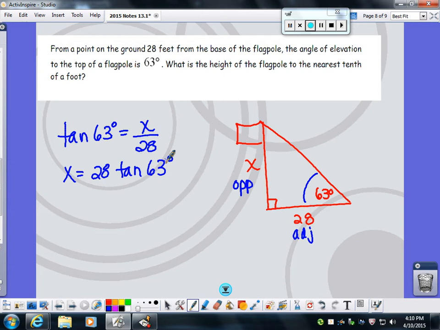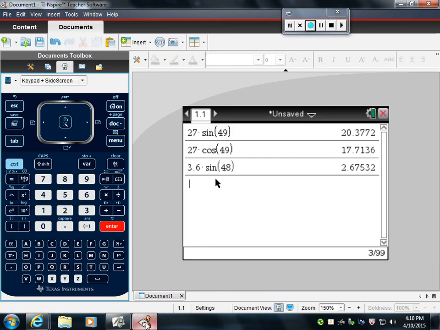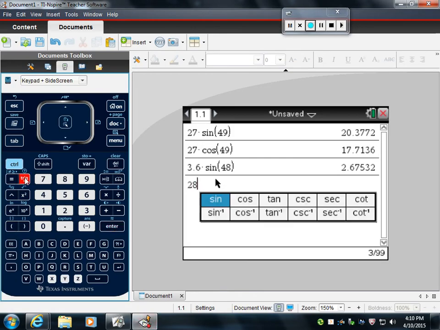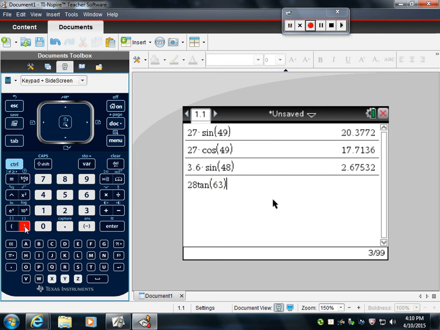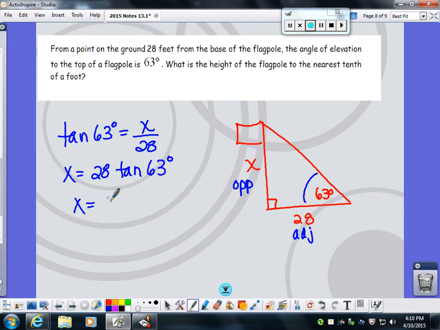All right, so let's put that in the calculator. So we've got 28 tangent of 63 degrees, and we'll round it to the nearest tenth. Well, that's going to be 54.95. The 5 is going to round the 9 to a 10, so it's approximately 55. So we've got x equals 54.95, but following directions, this is approximately 55 feet.